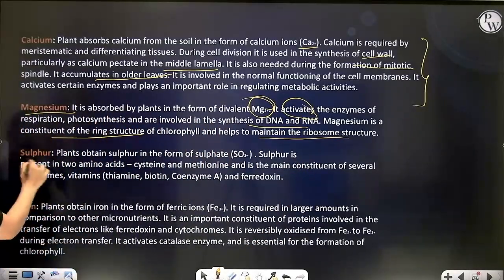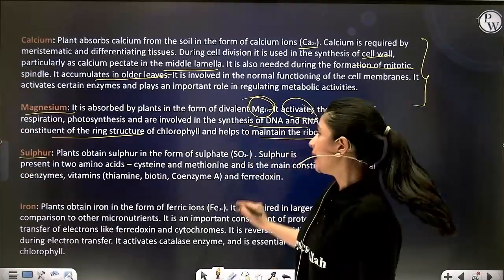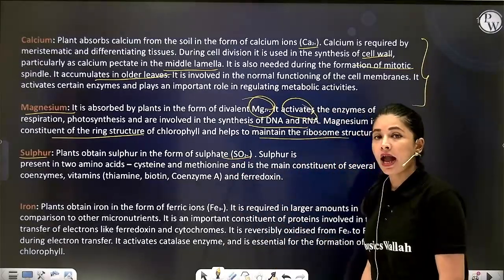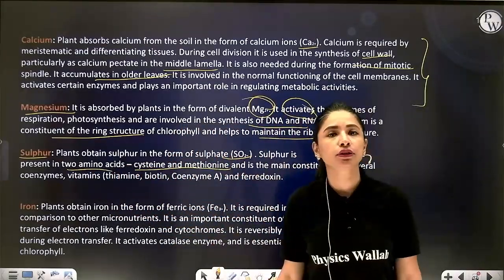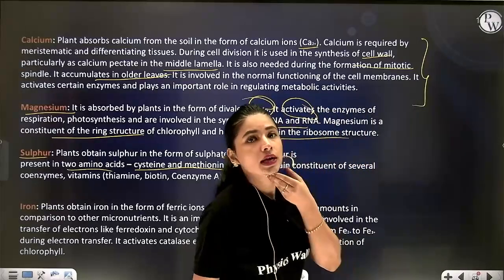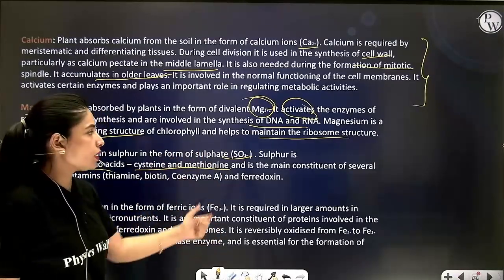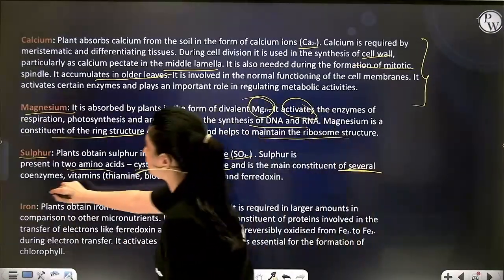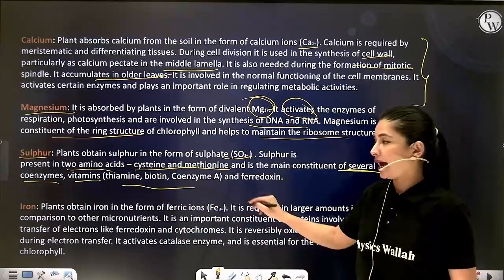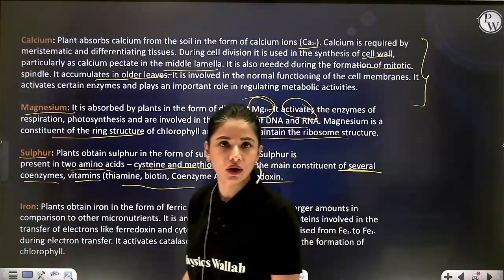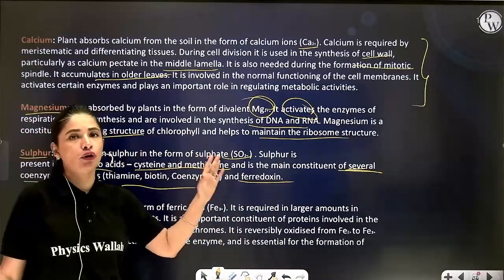Moving ahead towards the next, sulfur, which is also an essential element absorbed from the soil in the form of sulfate ion, and it is majorly found in two amino acids, cysteine and methionine. Apart from making these two essential amino acids, the sulfur is also a main constituent of several coenzymes, vitamins like thiamine, biotin and coenzyme A, and it is also a component of ferredoxin. So you have to remember each and everything that is written on your board.